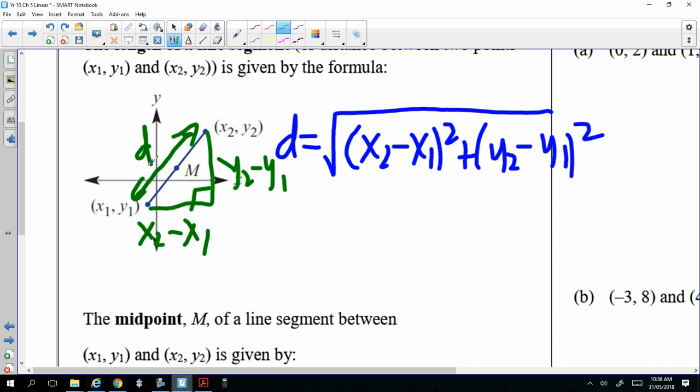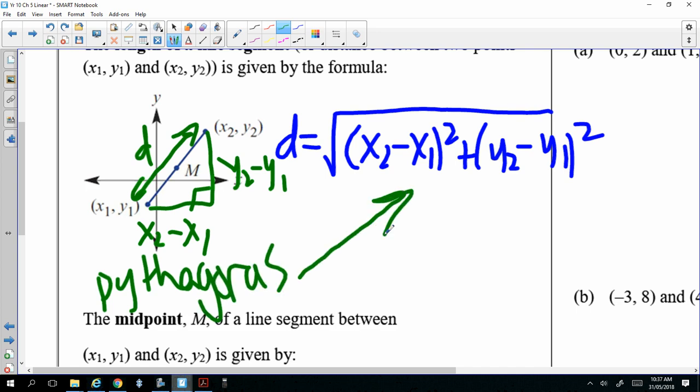Okay, that's the Pythagoras theorem. So if you remember Pythagoras, you'll be able to remember this distance formula. After we do this, write it down first. We're going to look at the midpoint, and then we'll do some examples on how to calculate this.